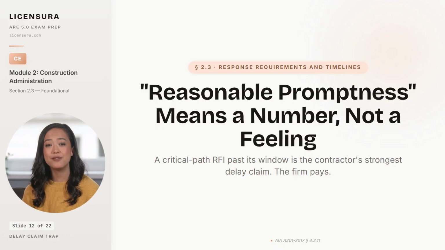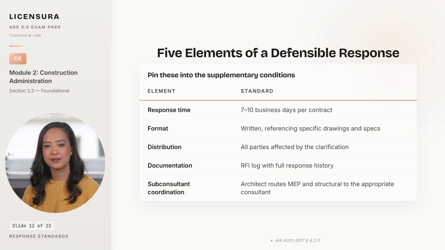5 elements of a defensible RFI response standard. Get all 5 into the supplementary conditions, and each one needs to live in the supplementary conditions, not in the architect's memory. Response time should be a defined number of business days, 7 to 10 in most projects, so that reasonable promptness has a known meaning and neither party can invent a definition after the fact.